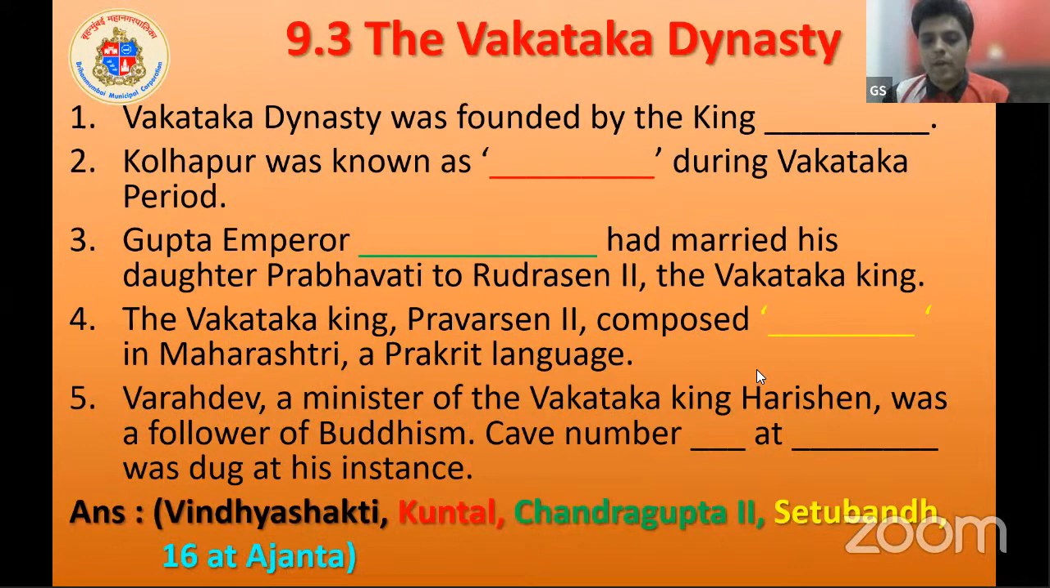The Vakataka dynasty was founded by Vindhya Shakti. Kolhapur was known as Kuntal during the Vakataka period. Gupta Emperor Chandragupta II had married his daughter Prabhavati to Rudra Sen. The Vakataka king Pravar Sen II composed Setubandh, that is the name of the book. Varahadev, the minister of the Vakataka king Hari Sen, was a follower of Buddhism, and cave number 16 at Ajanta was dug at his instance.